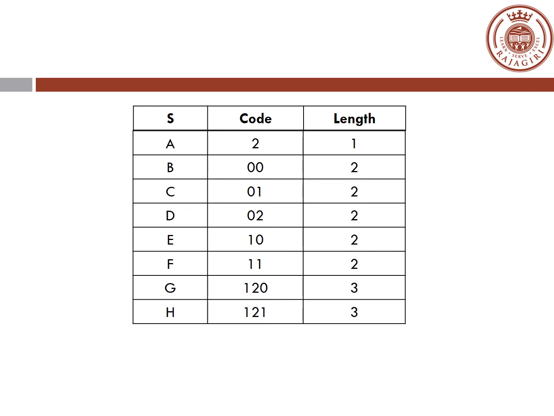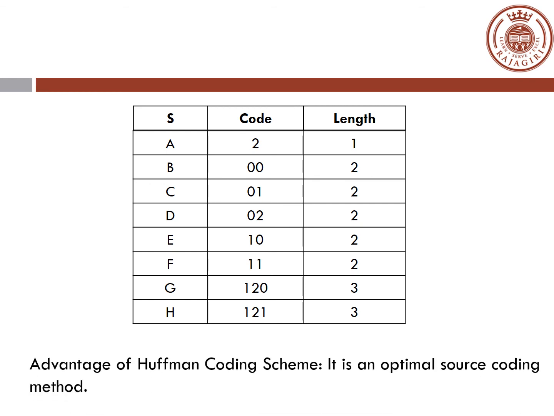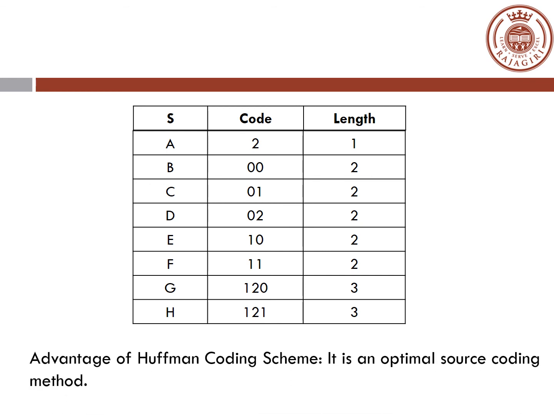So these are the codes and the code lengths. Just see the codes. You can see that there are 3 different alphabets, which are 0, 1 and 2, and the combination of these will be the codes. So since there are 3 alphabets possible, which are 0, 1 and 2, your length will be considerably less when compared to the binary Huffman coding scheme.